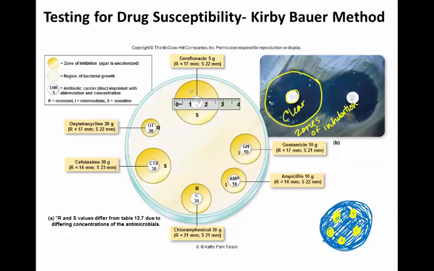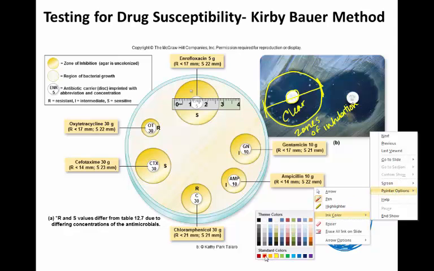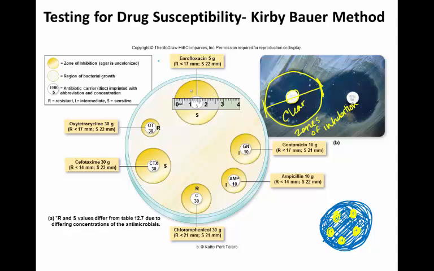Okay? Now, in order to determine if this particular antibiotic will work on this bacteria, it's not just, oh, pick the one with the biggest zone. What we do is measure the diameter, so all the way across your zone of inhibition, and compare it to a set of standards. If you look up here, let me change the color so you guys can see this. Okay. So if you look up here, okay, you'll see enrofloxacin 5 grams with a set of numbers. R under 17 millimeters, S 22 millimeters.